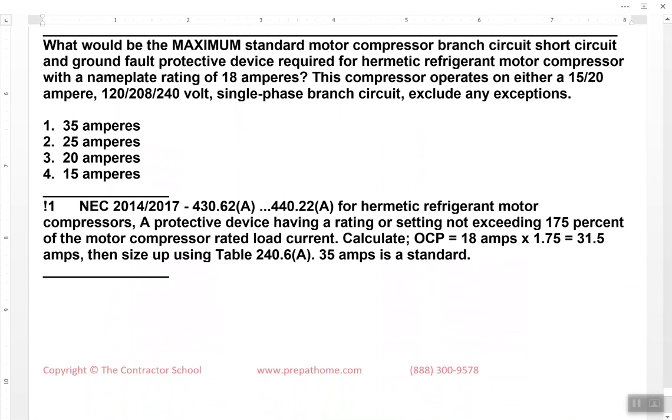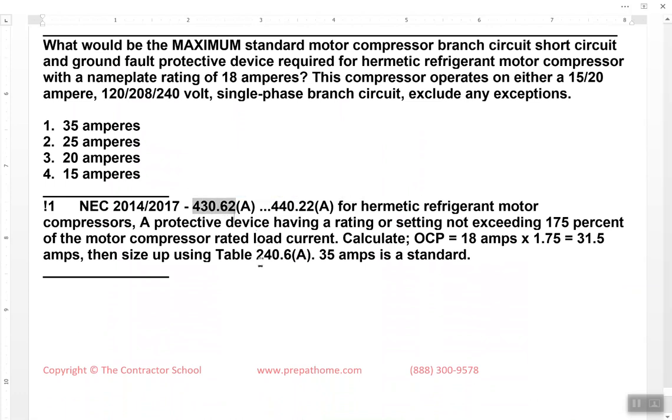Okay, what would be the maximum standard motor compressor branch circuit, short circuit, and ground fault protected device required for a hermetic refrigerant motor compressor with a nameplate rating of 18 amperes. Okay, let's knock this out. This compressor operates on either 15 to 20 amperes, or 120, 208, 240 volt single phase branch circuit. Excluding exceptions. There might be a curveball there, but I don't think so. For the most part, pretty simple. Let's go ahead and find these things.